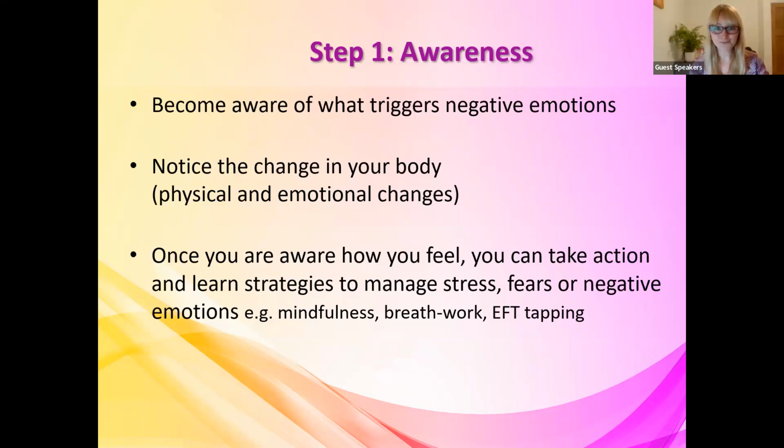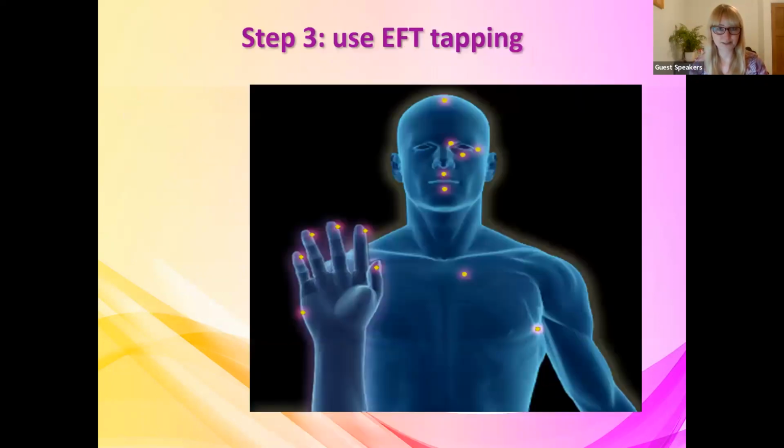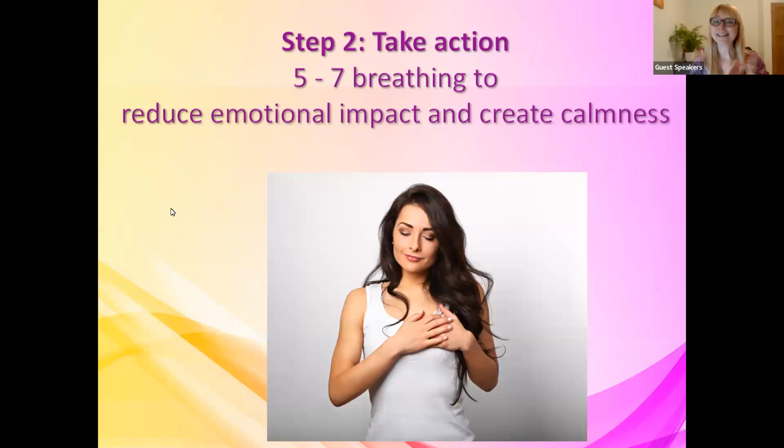Because step 2, and let me just move the slide. Oops. One too far. There we go. Step 2, once we're aware of our emotions, we can take action. And one other tool that I absolutely love is 5-7 breathing. It was originally called 7-11 breathing, but I sort of adjusted it and do 5-7 breathing. So the idea is we breathe in and count to 5 and breathe out and count to 7. And that changes the chemistry in the body.